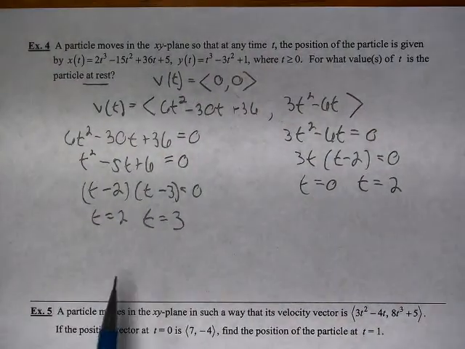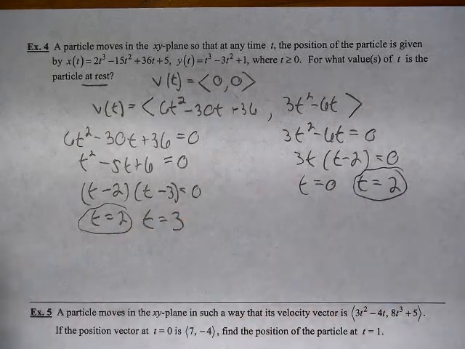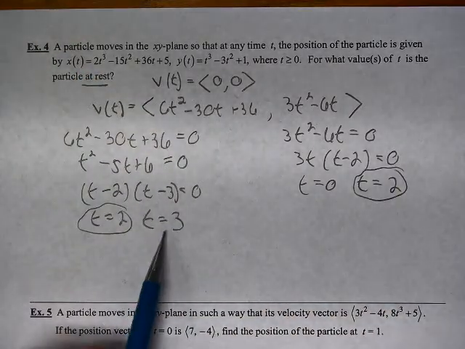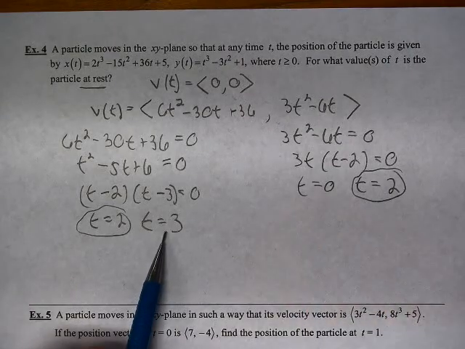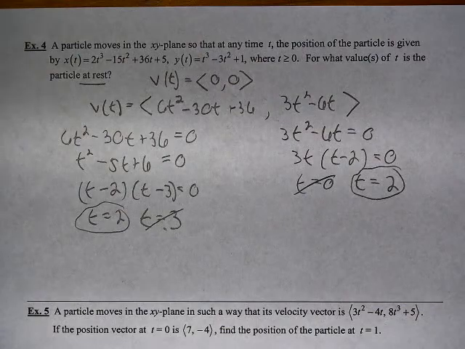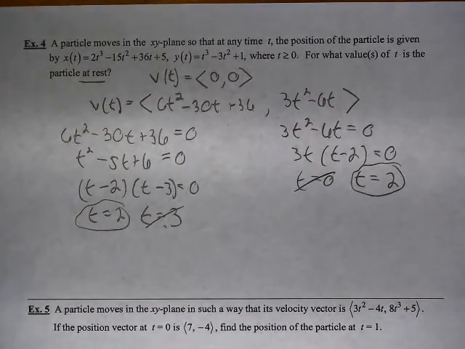So as I look at these, I notice here's when they are both equal to 0. The horizontal component is equal to 0 when t equals 3. The vertical component is equal to 0 when t equals 0, but those are not at the same time, so the only time that both are equal to 0 at the same time is t equals 2.